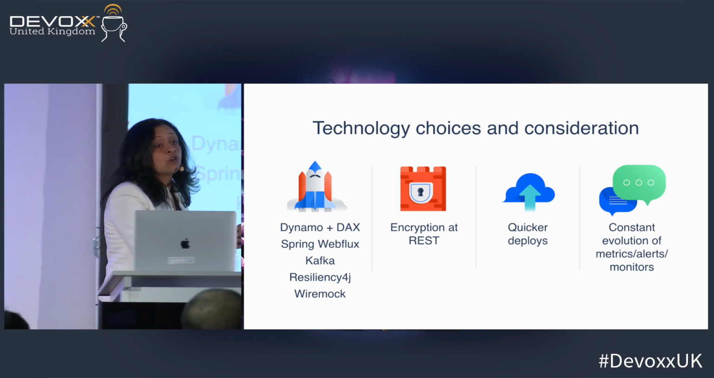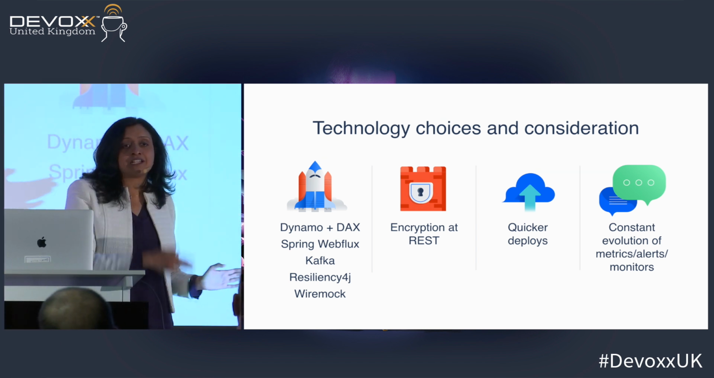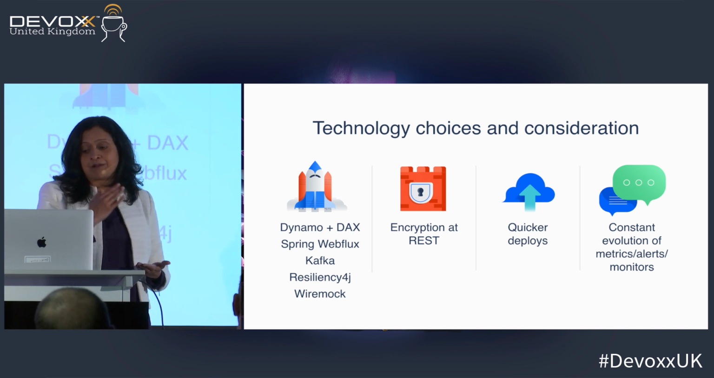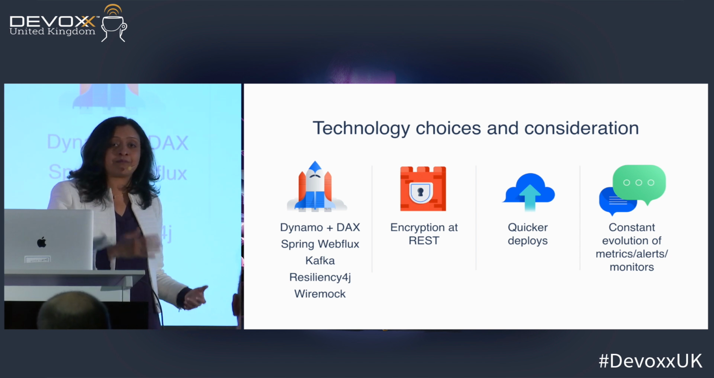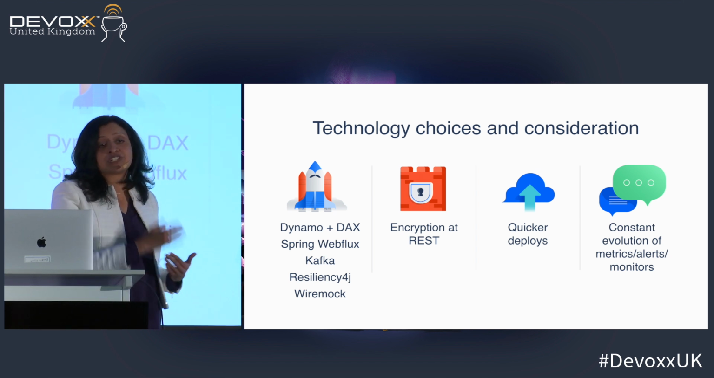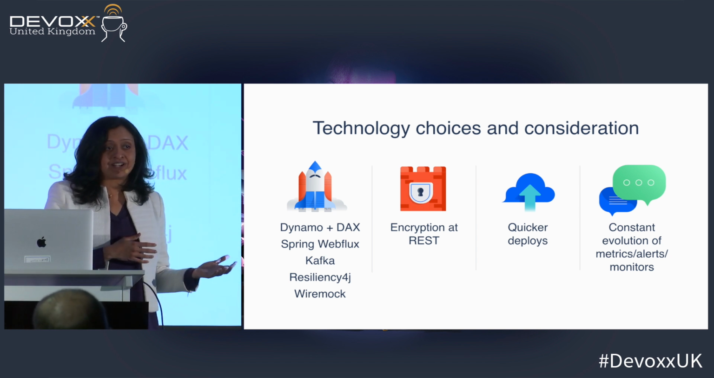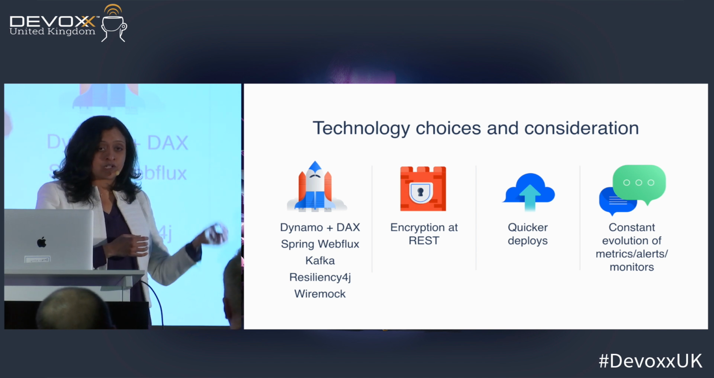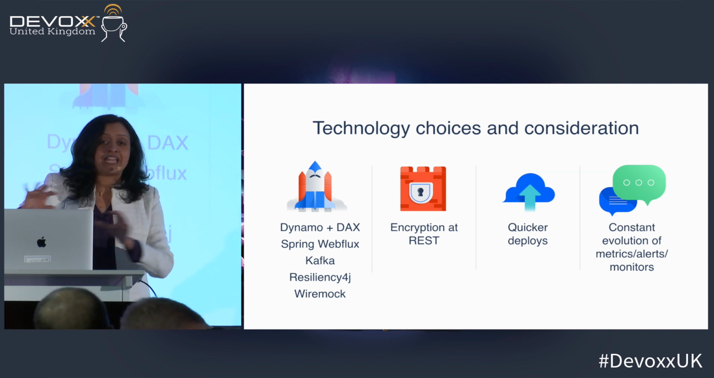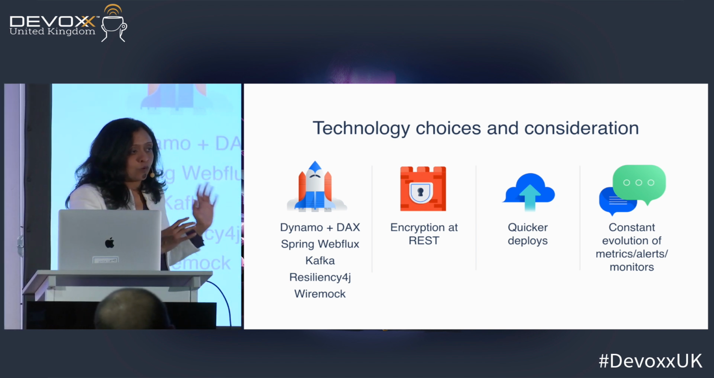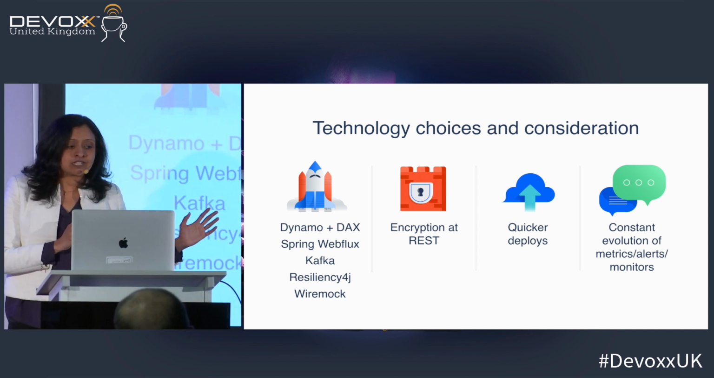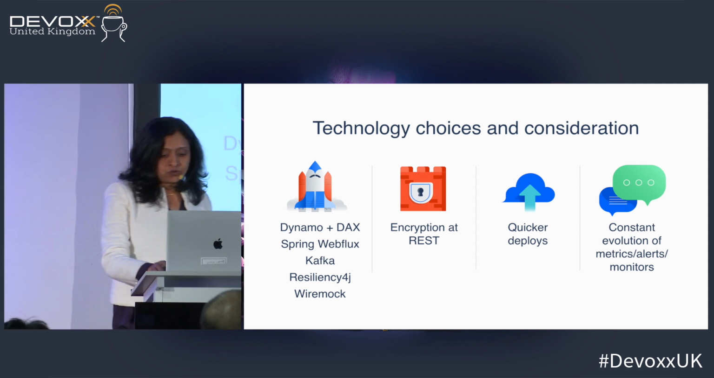The biggest factor over here is constant evolution of metrics, alerts, and monitors. As these services are evolving and all of them are starting to take production traffic, we are always watching dashboards and metrics and monitors, watching for latencies, watching for production issues in any regions, figuring out how we can get things better. So these are the considerations we follow for any of the new services.